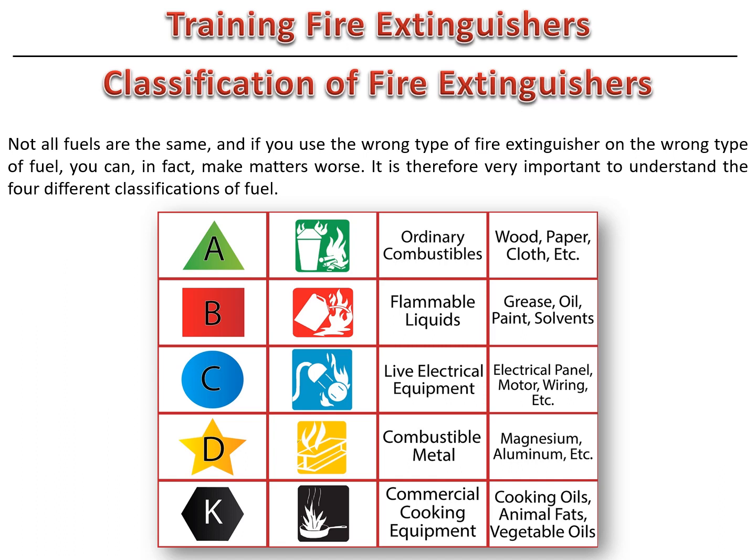Classification A: ordinary combustibles like wood, paper, cloth, etc. Classification B: flammable liquids like grease, oil, paint, solvents. Classification C: live electrical equipment like electrical panel, motor, wiring, etc. Classification D: combustible metal like magnesium, aluminum, etc. Classification K: commercial cooking equipment like cooking oils, animal fats, vegetable oils.